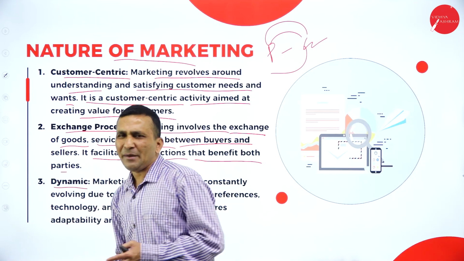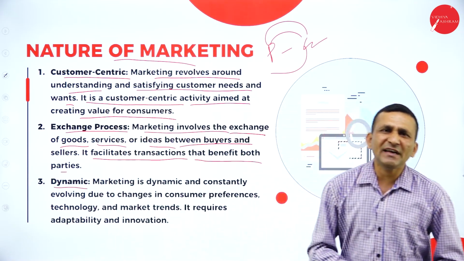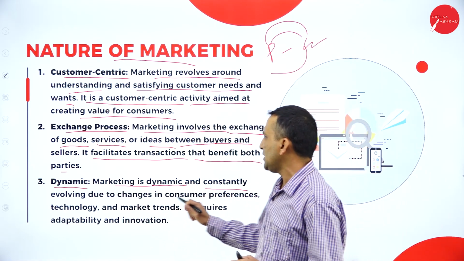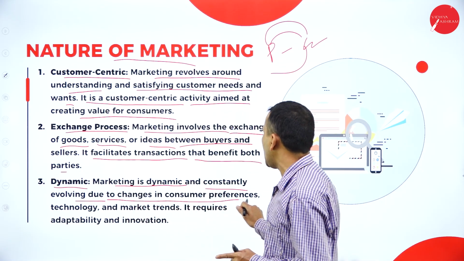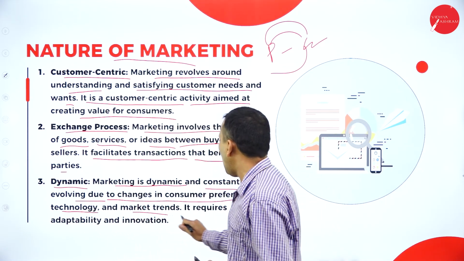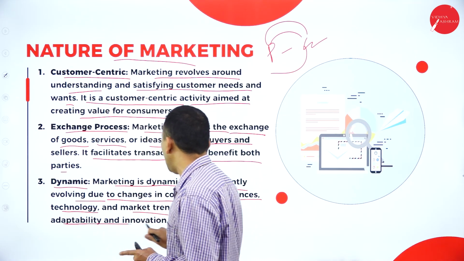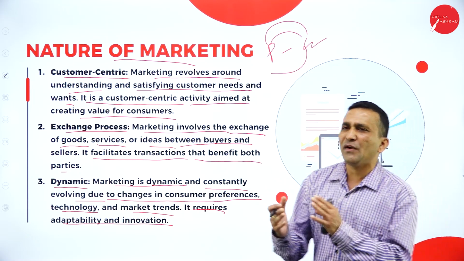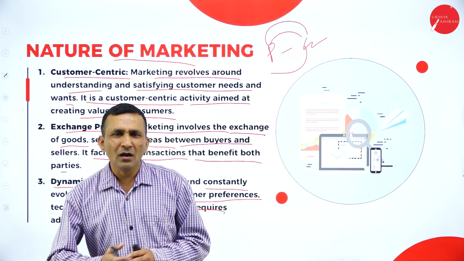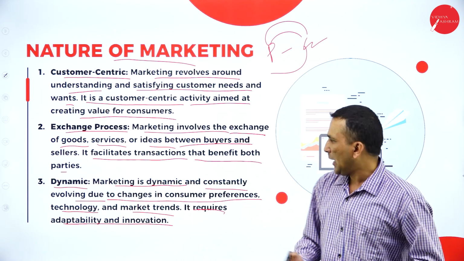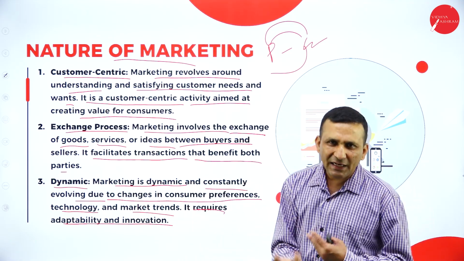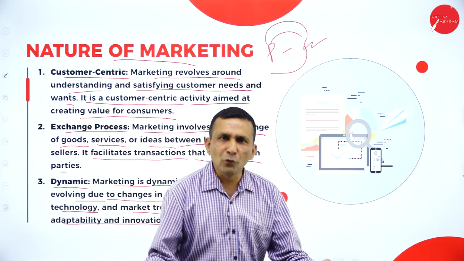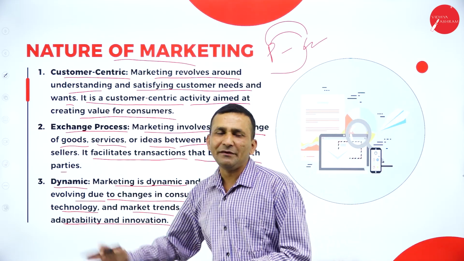Next one, dynamic, which is not focused on one specific activity but on different types. Marketing is dynamic and constantly evolving due to changes in consumer preference, technology, and market trends. It requires adaptability and innovation. So we are talking about not only one specific area; there are different technologies coming and playing an important role. And of course consumer preference, marketing research team, marketing information, advertising-related, promotions-related. So we are talking about something completely dynamic.